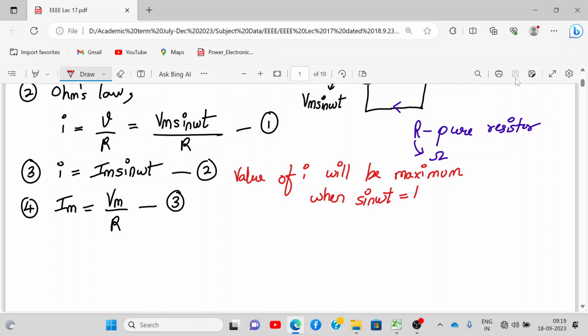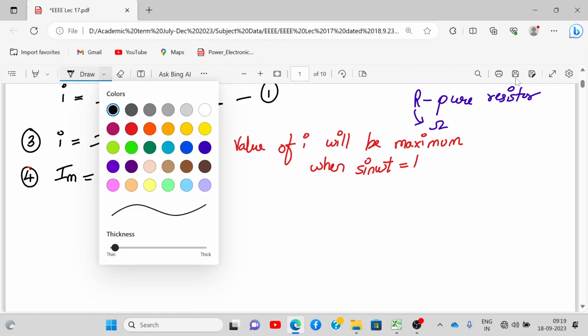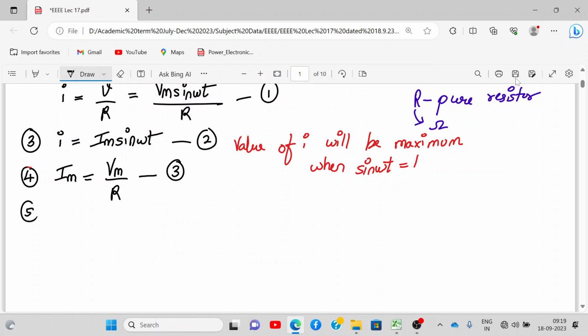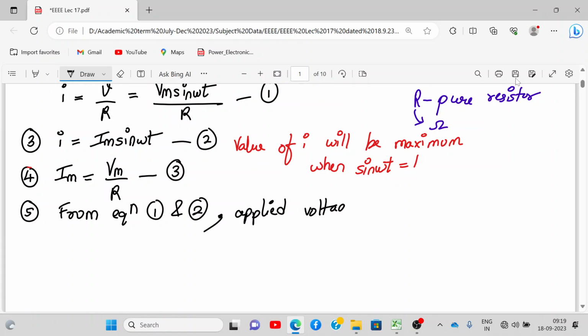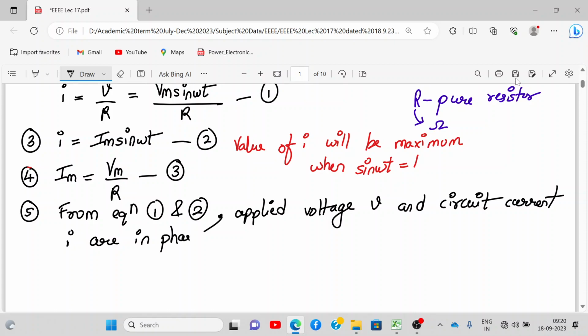So can you tell me from equations 1 and 2, are my current and voltage in phase with each other? Yeah, they are in phase. We have seen the phase equation, right? So we can write it down from equations 1 and 2: applied voltage v and circuit current i are in phase with each other.